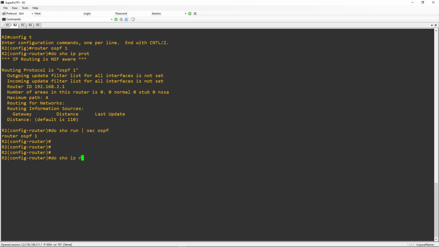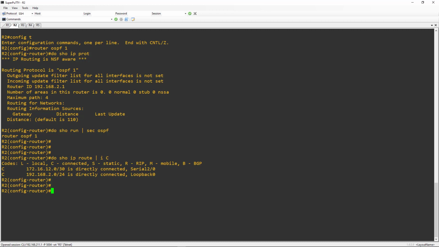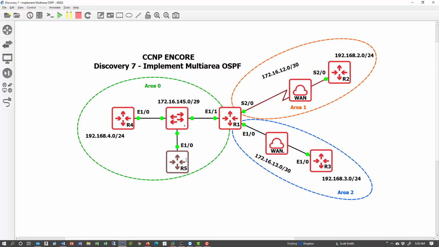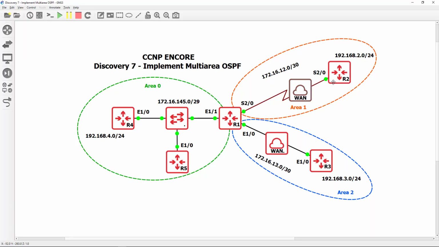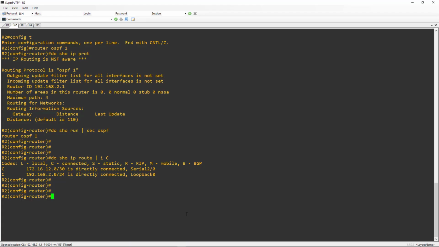Do show IP route pipe include connected. So we have 2 networks. The 12.0 should be in area 1, and the 2.0 subnet should also be in area 1. If we go back to our topology diagram, this is router 2. So the loopback is going to go in area 1, and this serial link is going to go into area 1. All right. So we could put in a really generic network statement.